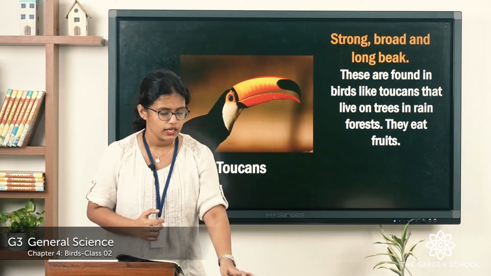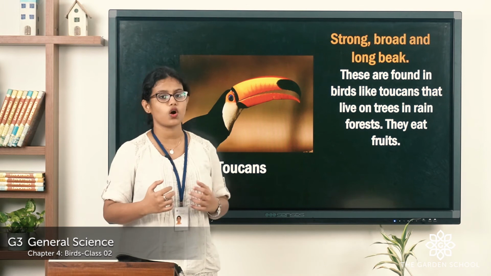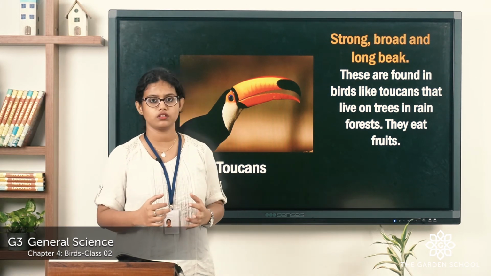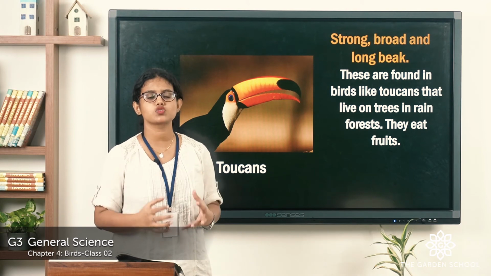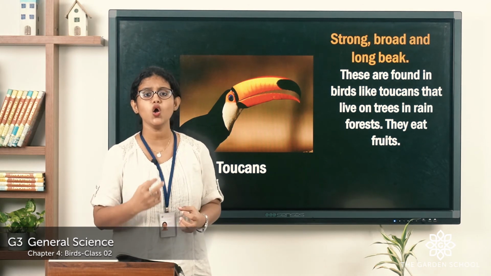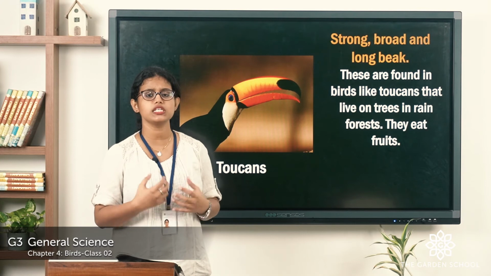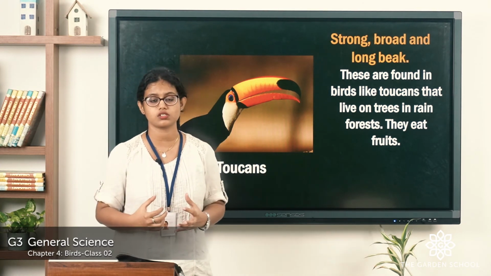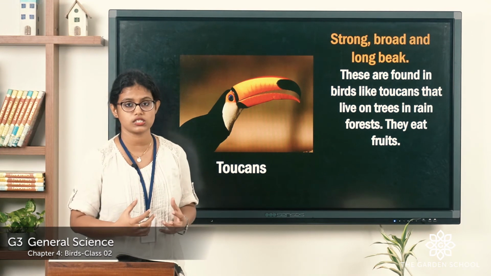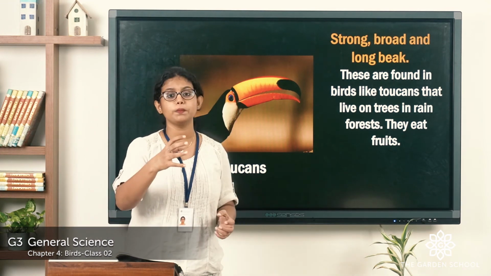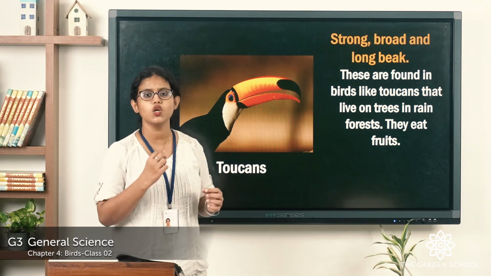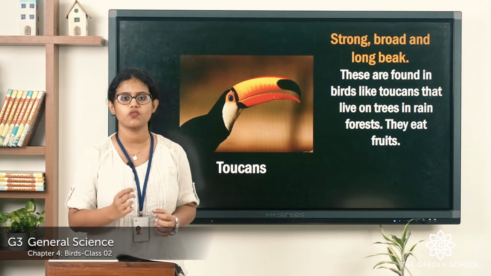Okay, coming to the next one, toucans. Strong, broad and long beak. So these birds have strong and long beak. And where can you see these birds? These birds are found in rainforest. They live on trees. And they use this long beak to pluck fruits.